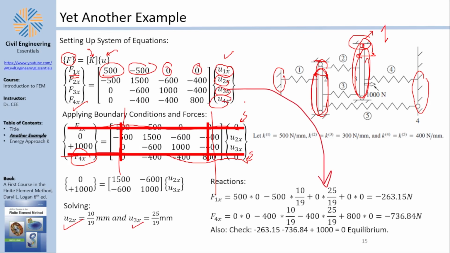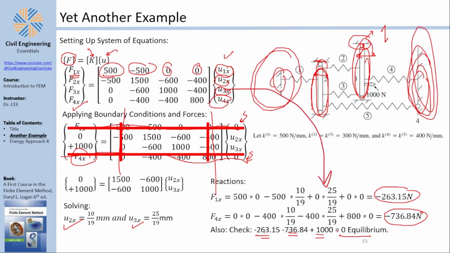And you can see this happening here in real time. F1x being calculated, F4x being calculated. And you can see that this is the reaction force here and the reaction force here. Also check reaction plus action equals 0, equilibrium. This is reaction of wall number 1, this left side. This is reaction of wall number 4, this right side, and this 1000 is your force. And you can see you have equilibrium.